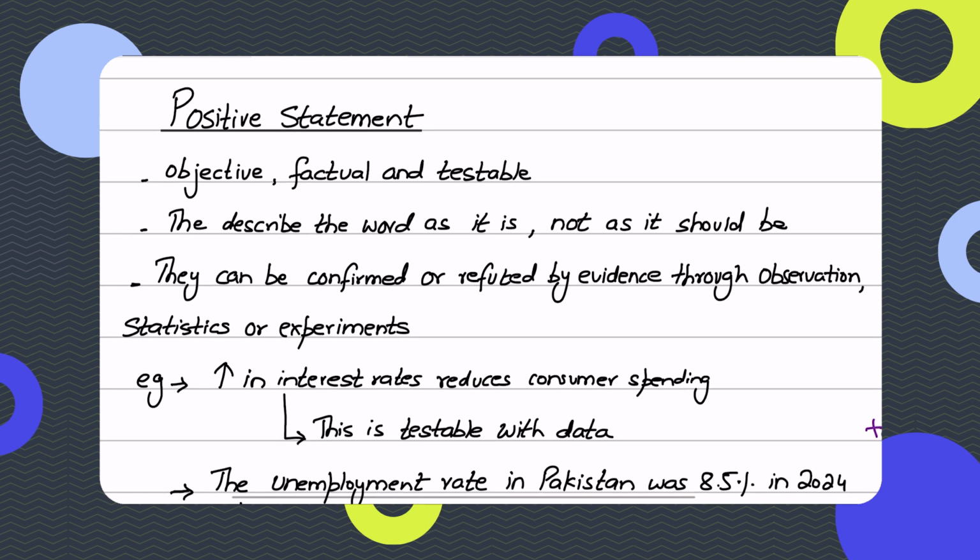So remember that the key feature of a positive statement is that it is testable, which means that through empirical evidence you can confirm or refute the statement through observation, statistics, or experiments. These are the sources of testing. You have evidence based on observation, statistics, or experiment, right? And you can refute it, or acknowledge it and say yes, it's right, or no, it's wrong.